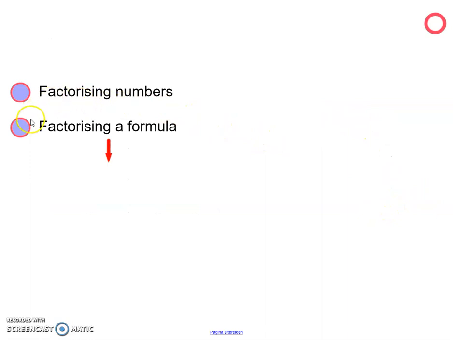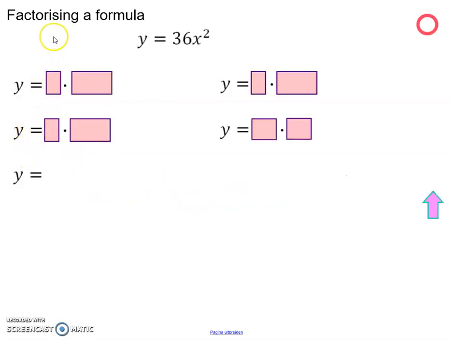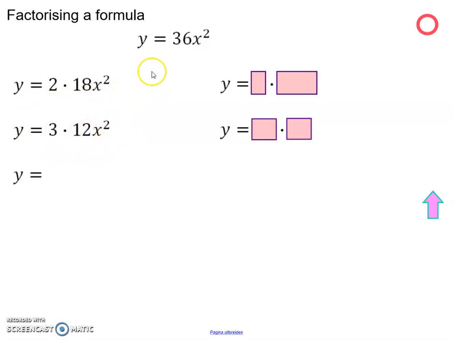Well, you can do the same thing with a formula. It means you write the formula as the product of factors. Let me show you an example. We have this formula, y is equal to 36x squared. I could write this as a product of 2 factors, for example, 2 times 18x squared. But I could also have chosen a factor 3: 3 times 12x squared. And they are all the same formula. The only thing I'm doing is writing it as a product of 2 factors.